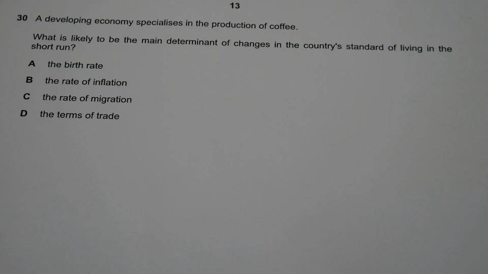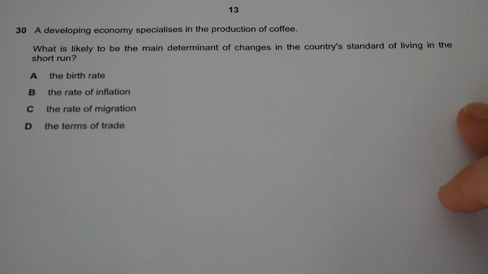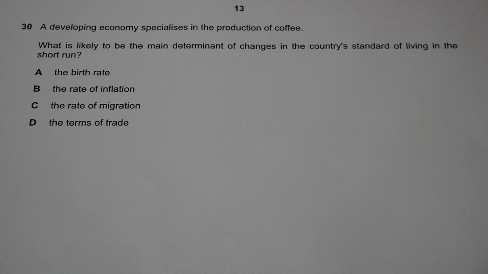So a developing economy. Let's just get that in focus. Right, a developing economy specialises in the production of coffee. Okay. What is likely to be the main determinant of changes in the country's standard of living, in the short run? Well, we can see that we've got a certain amount of primary product dependence here.